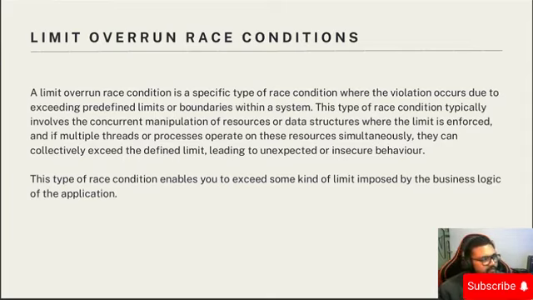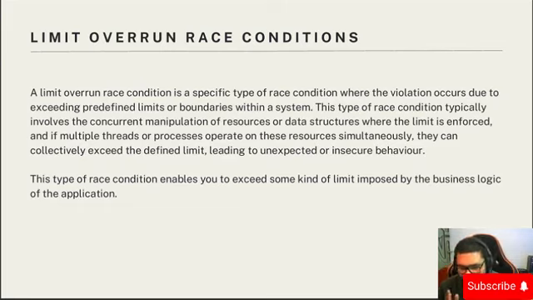Okay, so what is a limit overrun race condition? A limit overrun race condition is a specific type of race condition where the violation occurs due to exceeding predefined limits or boundaries within the system. So you are basically bypassing the limits. This type of race condition typically involves the concurrent manipulation of resources or data structures where the limit is enforced. And if multiple threads or processes operate on these resources simultaneously, they can collectively exceed the defined limit, leading to unexpected or insecure behavior.